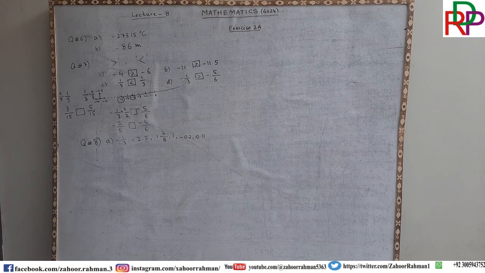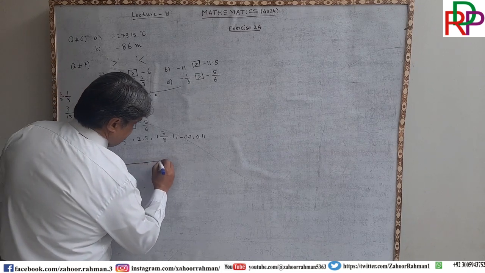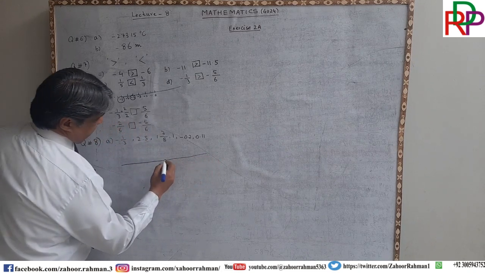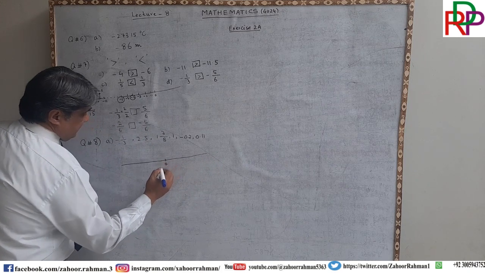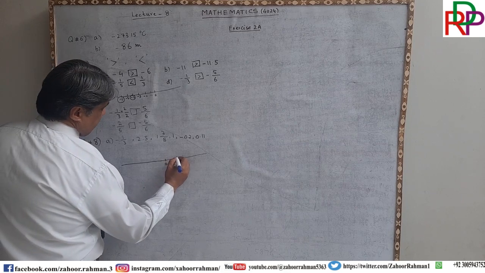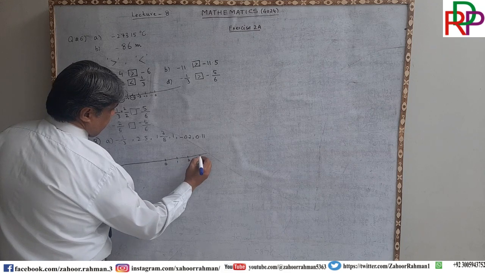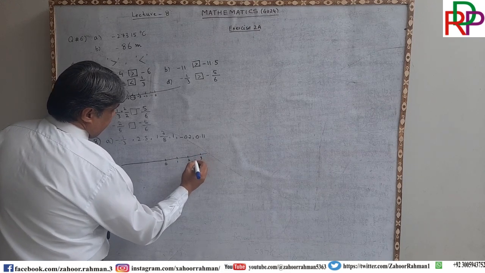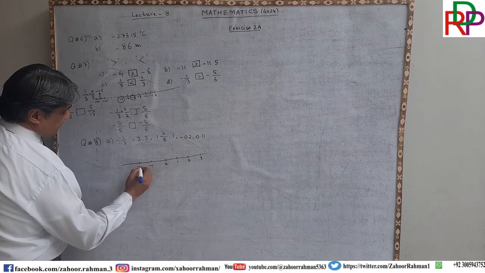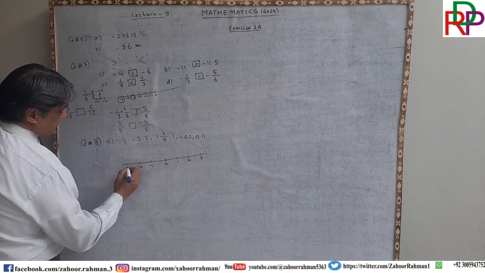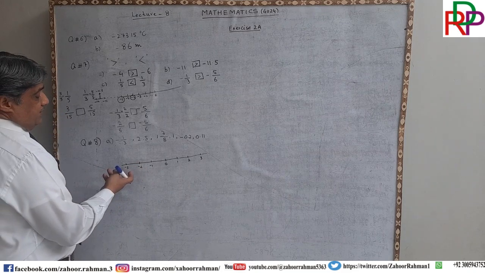So ladies and gentlemen, we have to draw a representative line which will represent these numbers. In the middle we are writing 0. On the right side there will be positive numbers, and on the left side there will be negative numbers. And I am going to tell the minus 3.